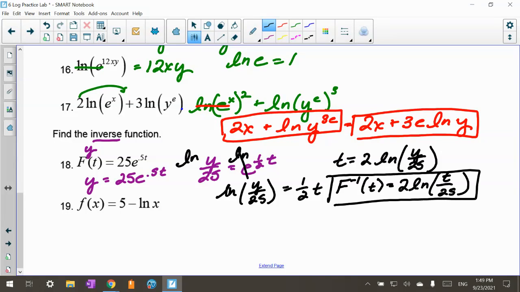So basically, change this to y, go ahead and solve for t, and when you're done, make this f inverse of whatever this is, and make sure you change the variable back to t. All right, let's try another one.